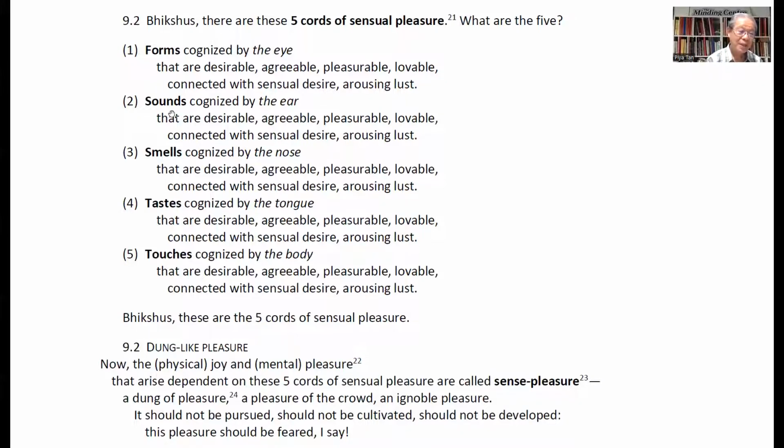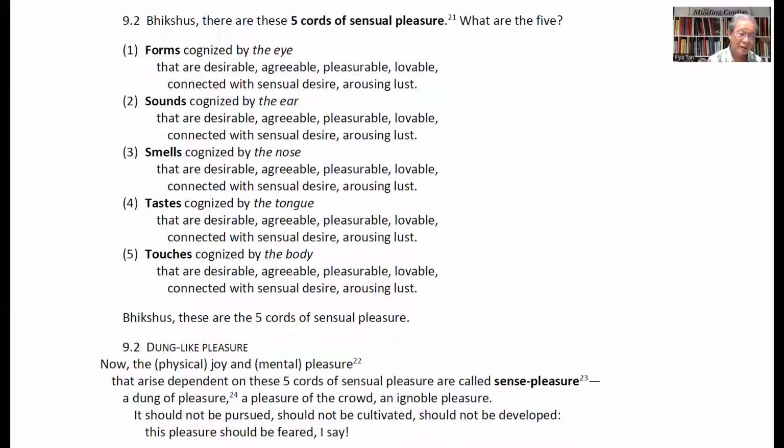Number two, sounds cognized by the ear that are desirable, agreeable, pleasurable, lovable, connected with sensual desire, arousing lust. So we also can get caught up with desire by sounds. We hear sounds, we get carried away, we get distracted. So this is the second cord of sense pleasure, sounds, the desire for it, in other words. Then three, smells. Some people get caught up with smells. Smells cognized by the nose that are desirable, agreeable, pleasurable, lovable, connected with sensual desire, arousing lust. Everything is defined almost like a legal book. So this is the third cord of sense pleasure. Some people get attached to smells.